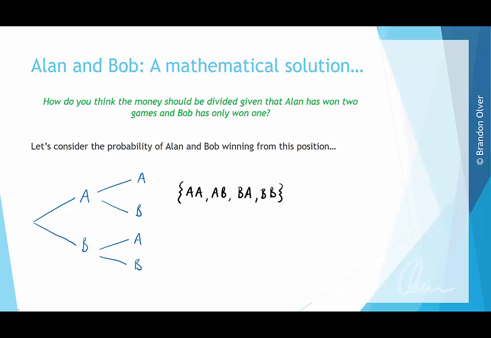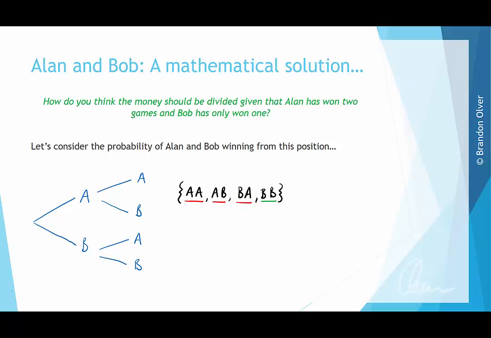As you can see, 3 outcomes, 1, 2, and 3, all lead to Alan winning, because in each of those cases he gets to 3 games first and Bob doesn't. And then there's only 1 outcome that would lead to Bob winning, which would be the final one. If we look at it, we can see that Alan has a 3 out of 4 chance, or you could think of that as a 75% chance of winning, whereas Bob only has a 25% chance of winning. So therefore, how would you split the money?